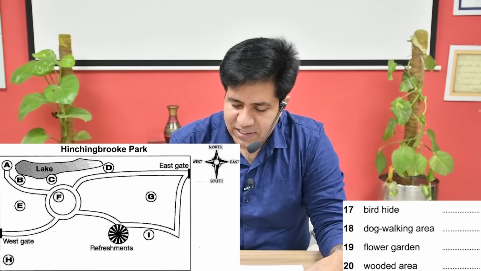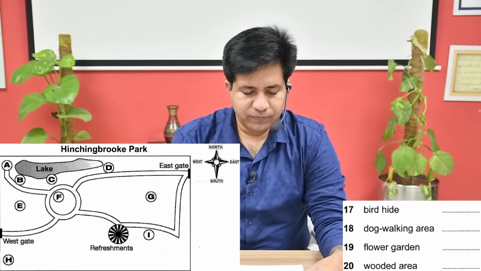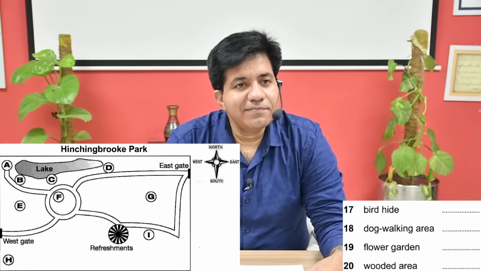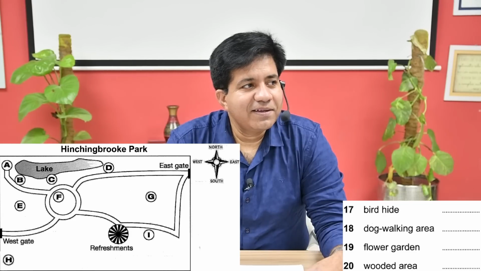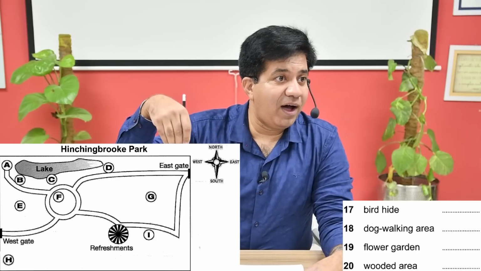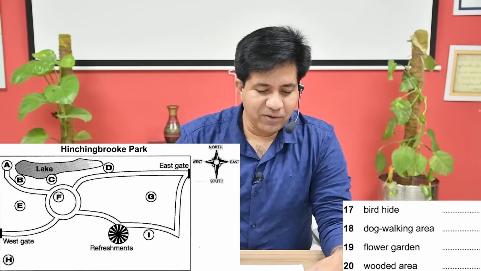Question number 19, flower garden. Let's see what that is or where that is. And if you just want to sit and relax, you can go to the flower garden. That's the circular area on the map, surrounded by paths. Good. Circular area on the map surrounded by paths. Clear? Yes. Okay. All right.